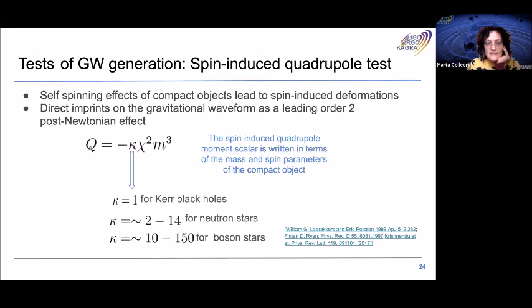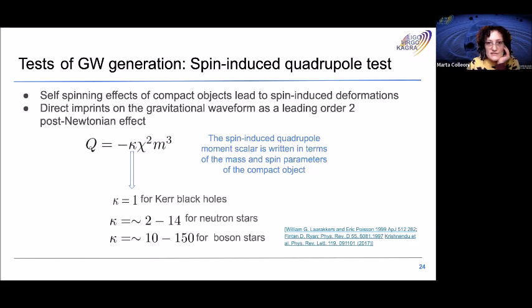In the next slide, we introduce the second type of test of gravitational wave generation. As I said, spinning objects will deform as an effect of their rotation, and this will leave a direct imprint on the gravitational wave waveform, which enters at leading order as a 2 PN effect.